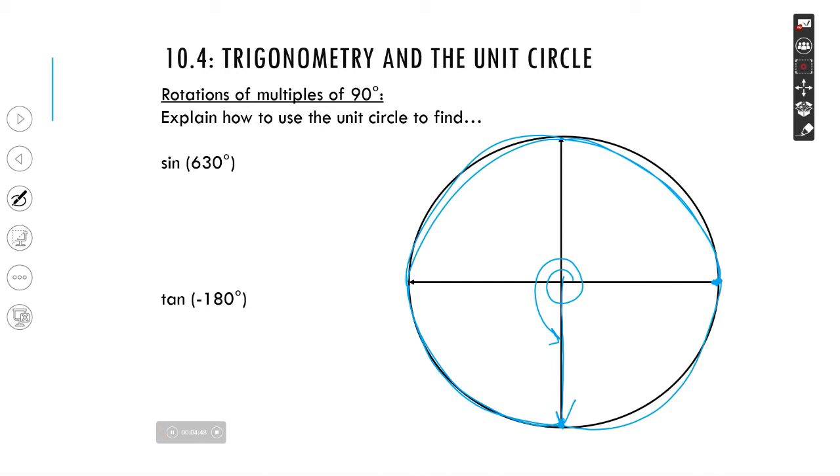So we just got to ask ourselves, what are the coordinates down here? Well, they are 0 and -1. And we're looking for the y coordinate because we are looking for the sine. So the sine of 630 degrees is -1. Tangent of 180. Well, the other day we talked about tangent being sine over cosine.